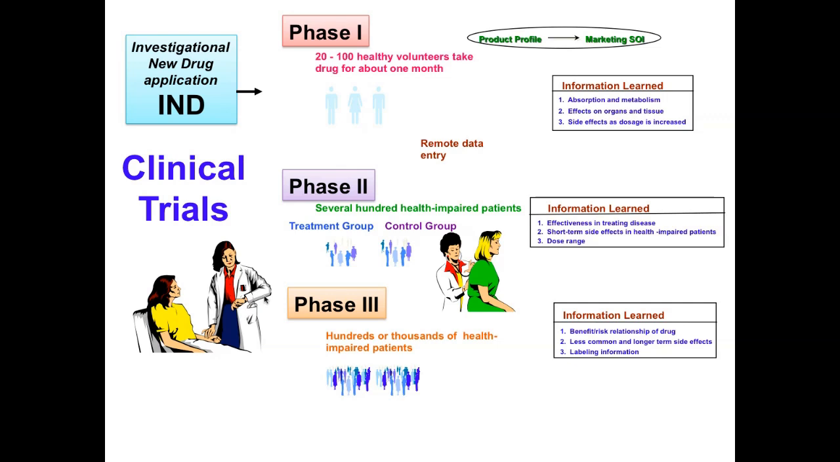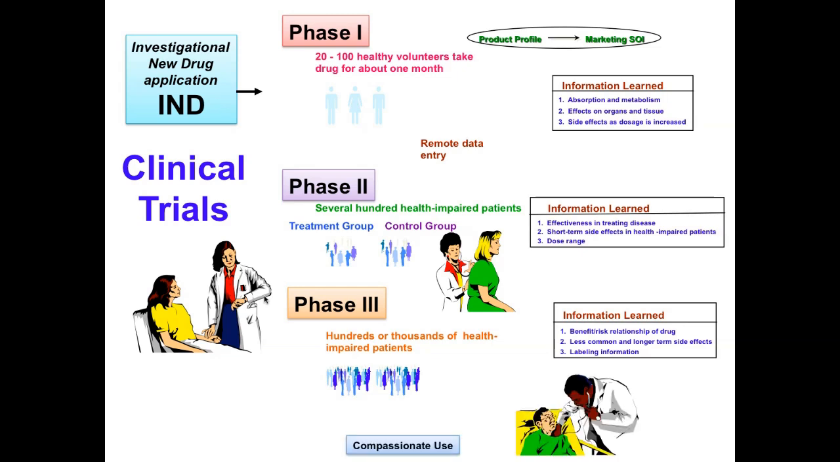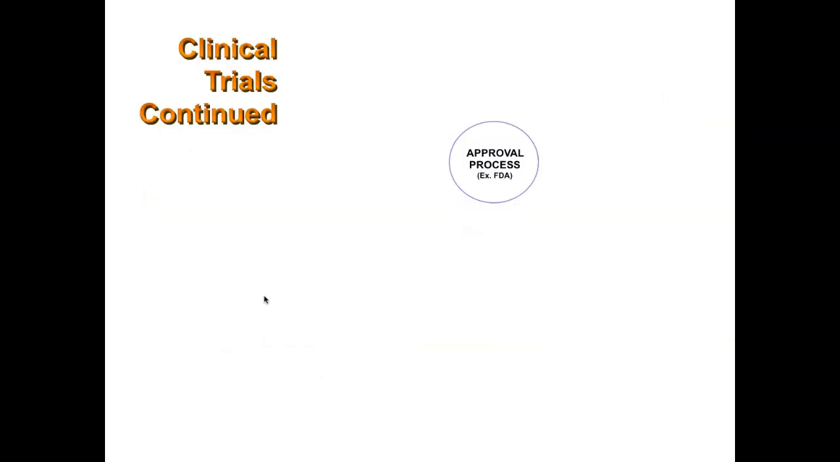Then you will have the phase 3 clinical trials, which will give robust information about the benefit versus risk and what are the short-term and long-term side effects. So necessarily, this will be taking a lot more time compared to phase 1 and phase 2. At this particular point of time, people in principle can go for a very, very limited compassionate use.